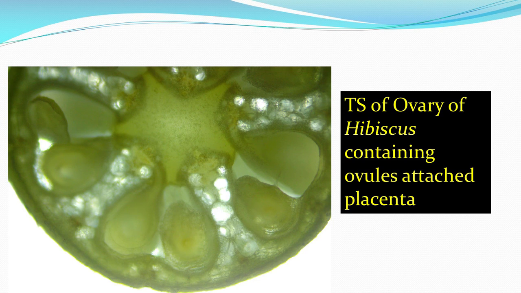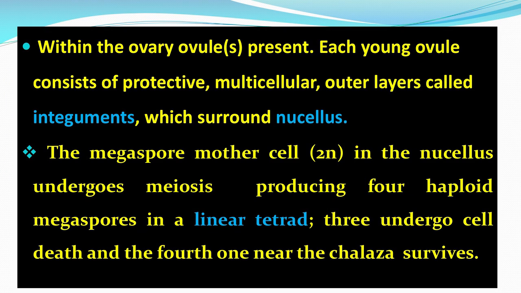You can see this is the transverse section of a hibiscus ovary. You can see at the center a pentaradiate placenta, and to each placenta there is attachment of the ovules. Now, within the nucellus, one megaspore mother cell undergoes meiosis, resulting in four linear structures, called a linear tetrad. But only one of these four megaspores will survive, and the rest three will degenerate. Out of four, the three at the micropylar end undergo programmed cell death or degenerate, resulting in only one megaspore left at the chalazal end. So this is about megasporogenesis. Only one megaspore survives, which is a haploid structure.